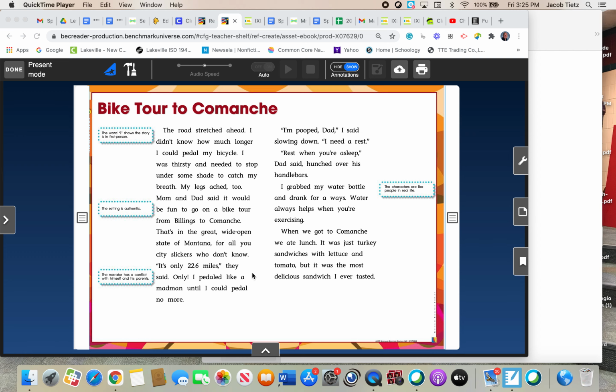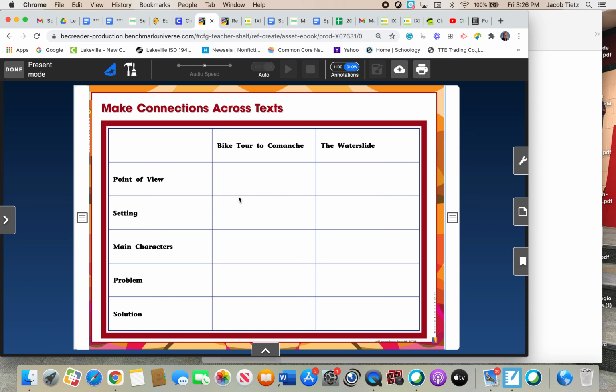So, the different characteristics that we look for in realistic fiction are point of view, characters, authentic setting, where and when it takes place, and then a conflict and resolution. So what we're going to do is we're going to talk about those things, and we're going to use a different graphic organizer to help us do that. Okay, so the Bike Tour to Comanche is the story that we read. You're going to be reading a story called The Water Slide and filling out this half of the graphic organizer. And I will be filling out the Bike Tour to Comanche.